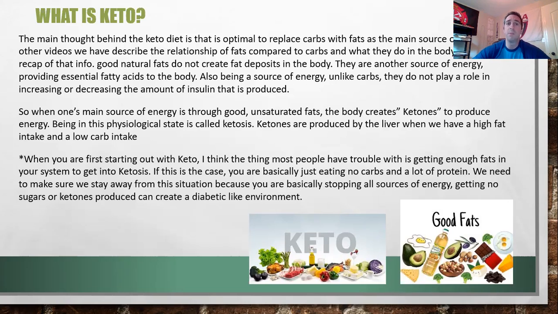So when one's main source of energy is through good unsaturated fats, and we'll get more into the types of fats here in a moment, your body is going to create what is called ketones, okay? Being in this physiological state is called ketosis, okay? And that's the whole backbone behind the keto diet, okay? Ketones are produced by the liver when we have a high fat intake and a low carb intake. And it's basically just broken down by the mitochondria in the body in a much more efficient way than your carbs will.